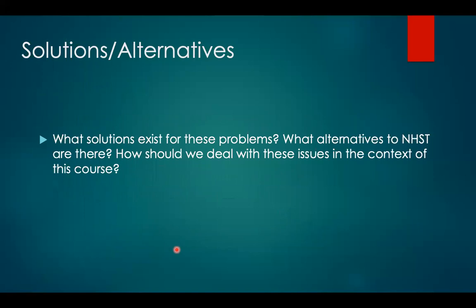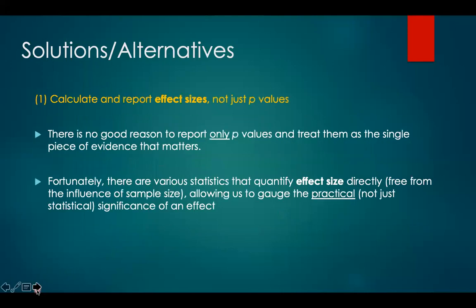So I don't want to leave you simply with problems. What could be some solutions or alternatives to NHST? And how should we deal with these issues in the context of this course? So one solution is to calculate and report effect sizes, not just p-values. There's no good reason to report only p-values and treat them as the single piece of evidence that matters. Fortunately, there are various statistics to quantify effect size directly, which are free from influence of sample size. And these allow us to gauge the practical, not just statistical significance of an effect.